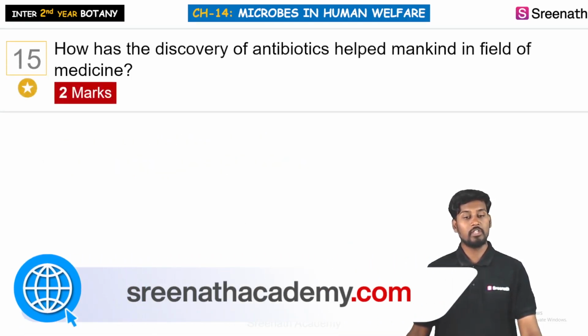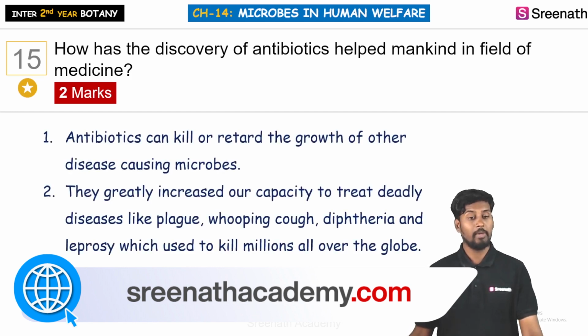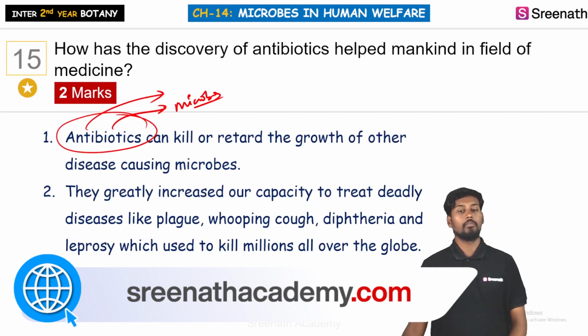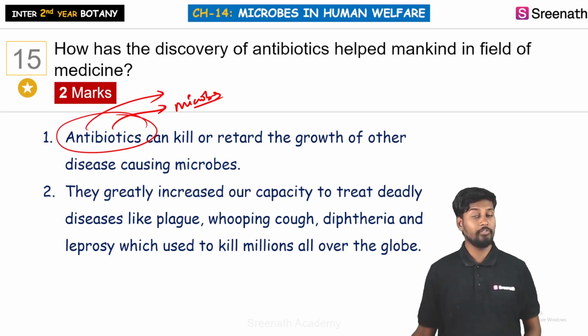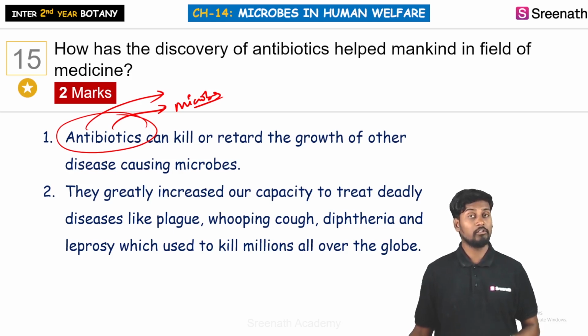So the 15th question is: how does the discovery of antibiotics help in the field of medicine for mankind. So here we are discussing how the discovery of antibiotics helps mankind in the field of medicine. Antibiotics are compounds which are involved in killing microorganisms. They generally kill or retard the growth of bacteria, microbes or fungi. So antibiotics are generally involved in controlling the microbes, that is, the pathogens.